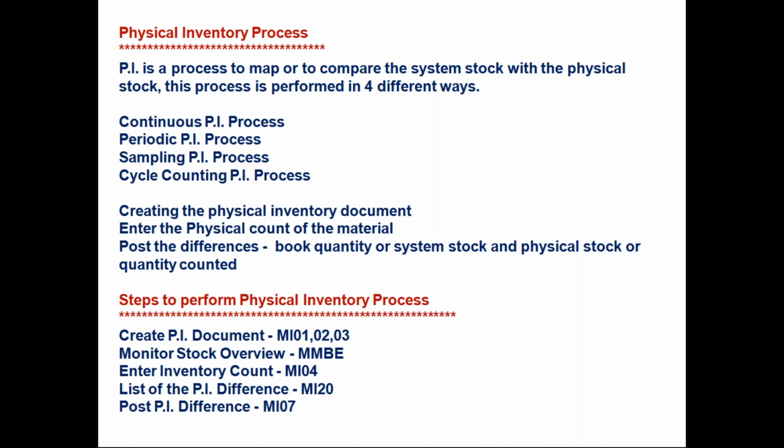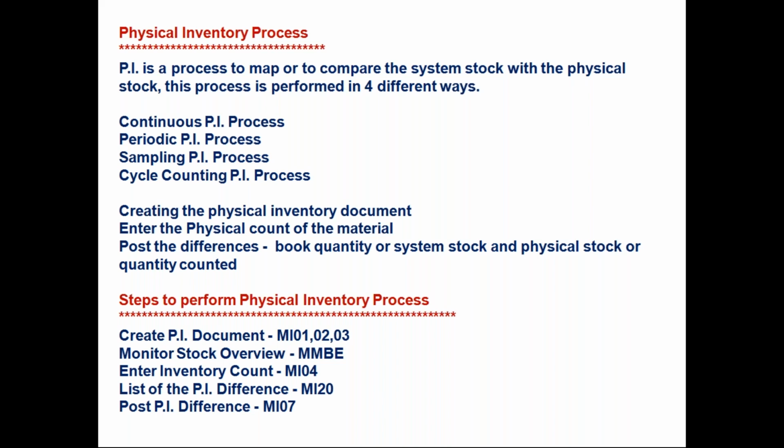This process is performed in four different ways, and they are the continuous physical inventory process, periodic physical inventory process, sampling physical inventory process, and cycle counting physical inventory process. First one is the continuous physical inventory process. In this process, the physical inventory is performed for the materials and goods throughout the year. So during this process, each and every material is counted at least once in a month or once in a year.